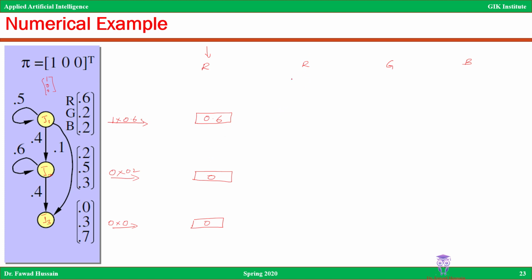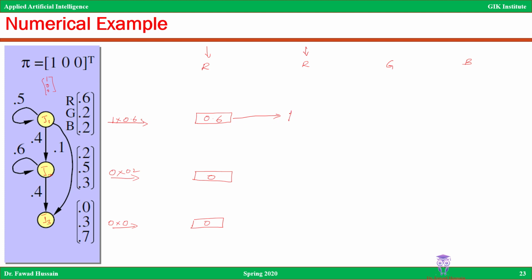Next, when we are calculating the second red ball, we are assuming that the first one was red, but we don't know from which jar it was selected. So we are going to assume it could be from the first, from the second, or from the third. So we are going to look at all those probabilities. We are going to first assume that the second red is being selected from the first jar, or from the second jar, or from the third jar. And for each case, we are going to assume it could have come from any of the jars in the previous iteration.